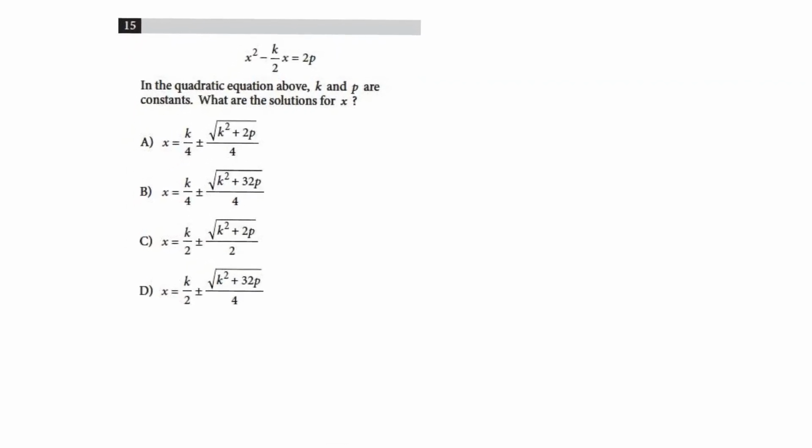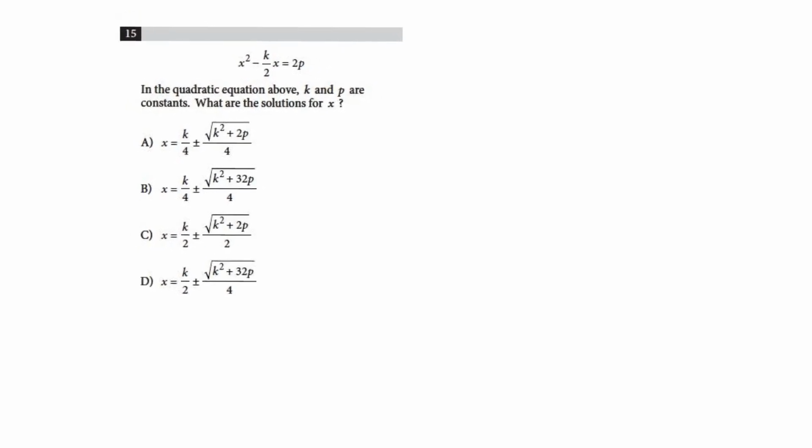Number 15. In the quadratic equation above, k and p are constants. What are the solutions for x? Okay. All right. So I think we're going to need to use the quadratic formula. It looks like all of the solutions here are in the quadratic formula format. You've got something plus minus a square root over a constant.